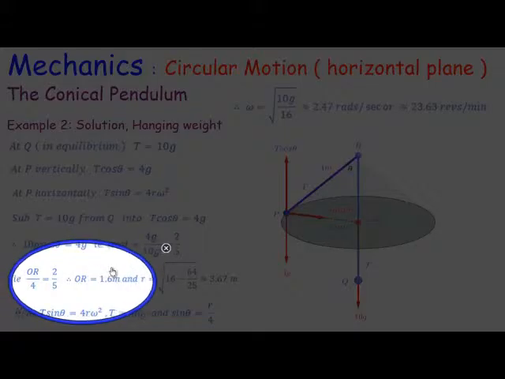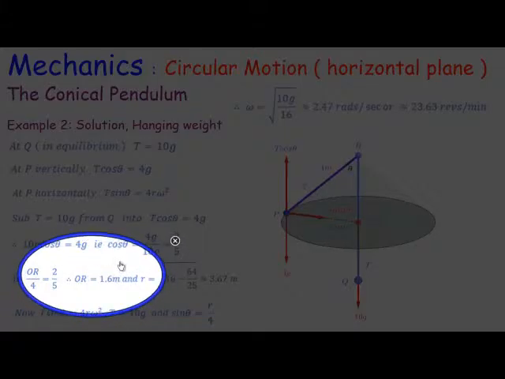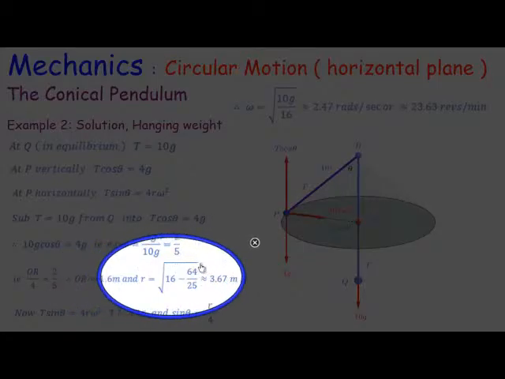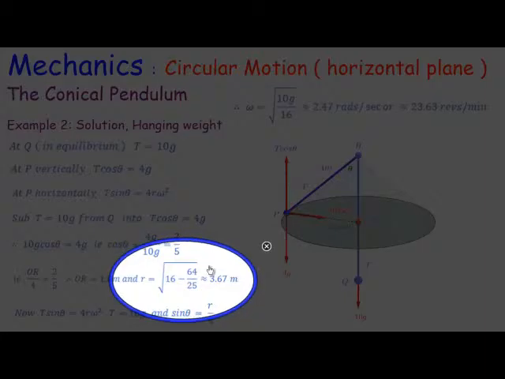Basically, the height OR above that circle is about 1.6 meters. We weren't asked to find that, and I just did this to show you can find the radius as well, about 3.67.